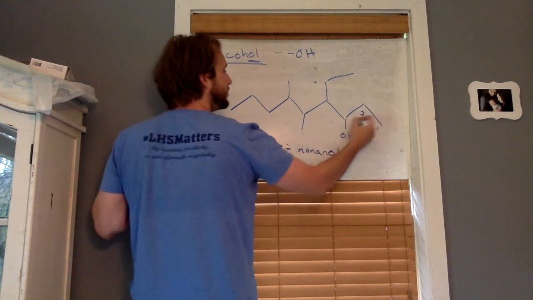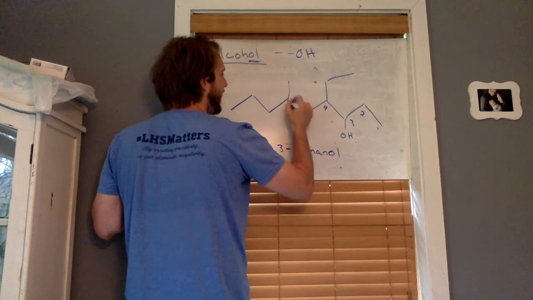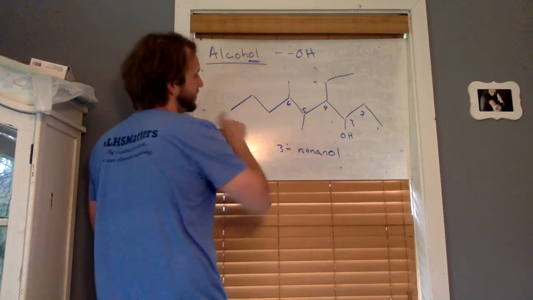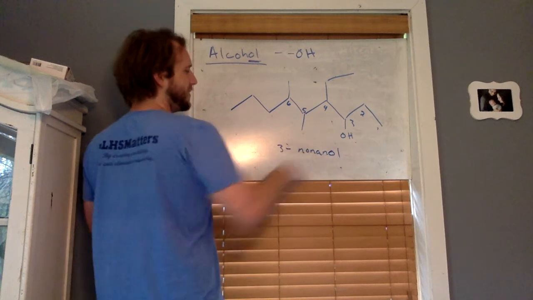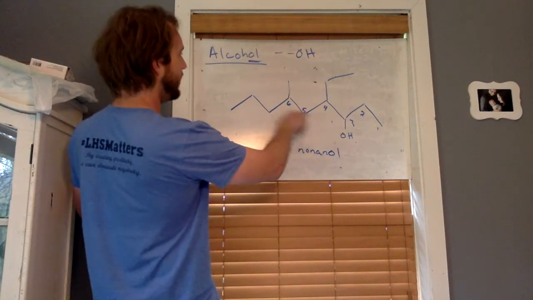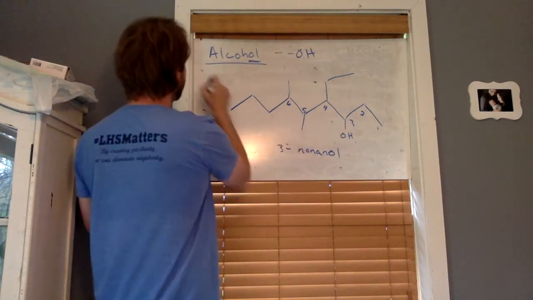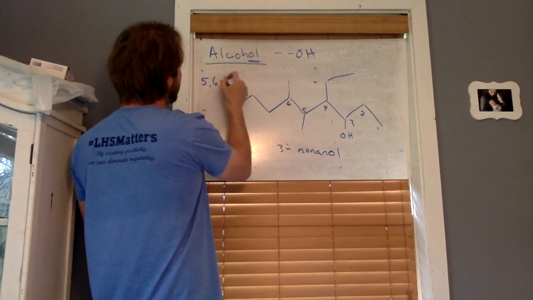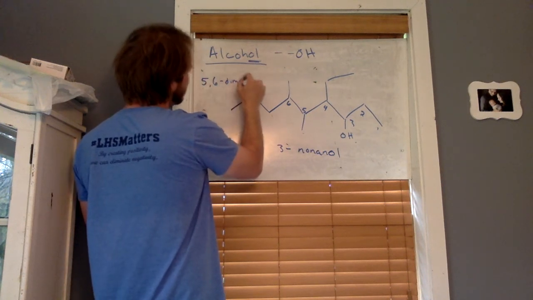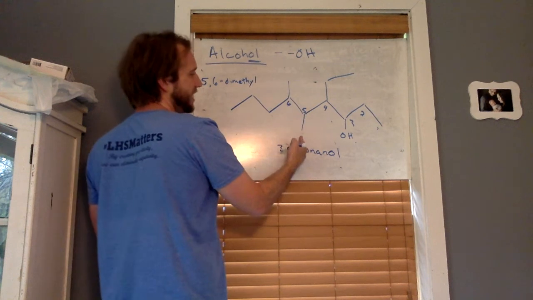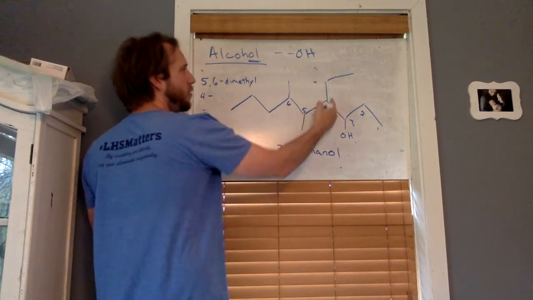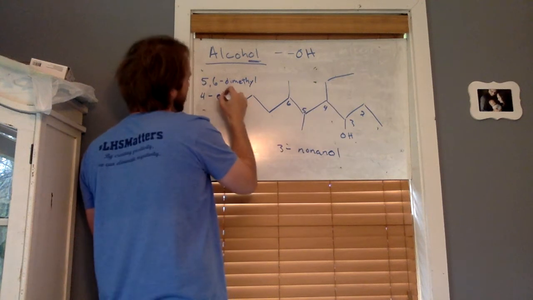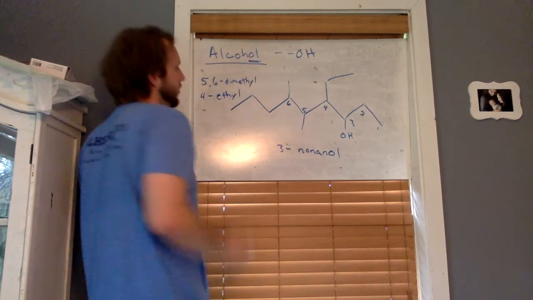So 1, 2, 3, 4, 5, 6. I'm pretty sure that's going to be shortest, because if we come from over here, all those numbers are going to be higher. So we've got 3-nonenol. We've got a 6 and a 5, so we've got 5,6-dimethyl. This would be a CH3 group, and this would be a CH3 group. Then on the 4 position, we've got a 2-carbon chain. This would be an ethyl group coming off there.